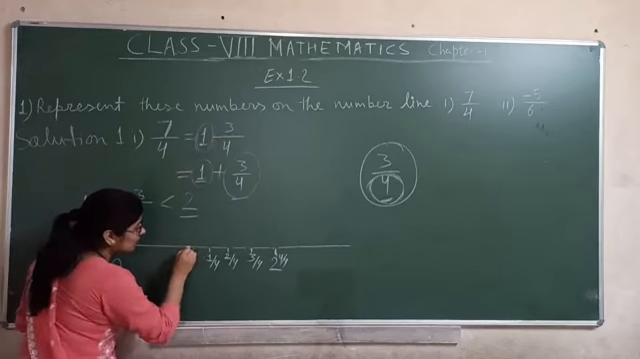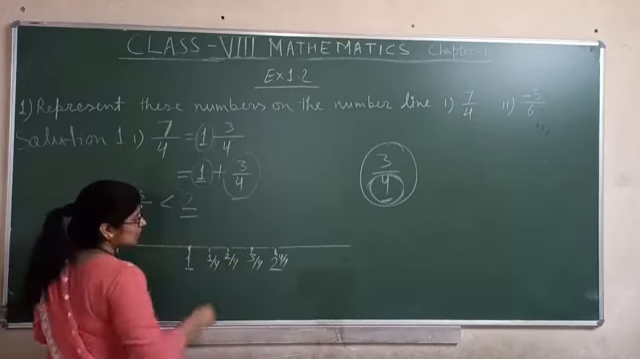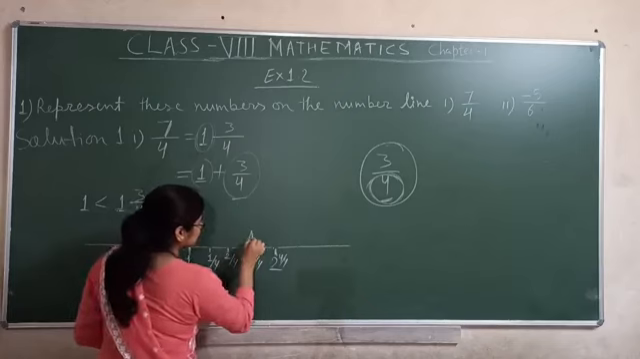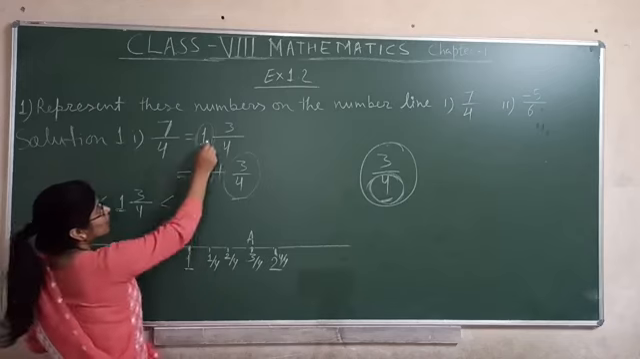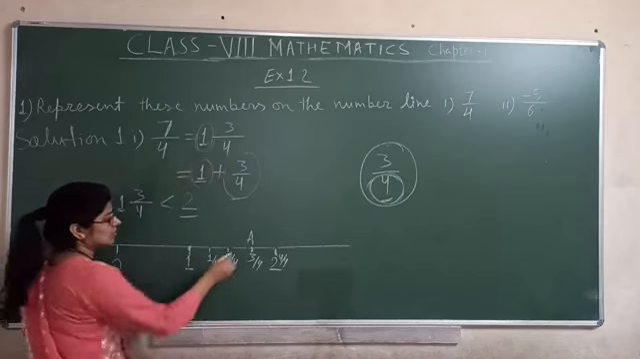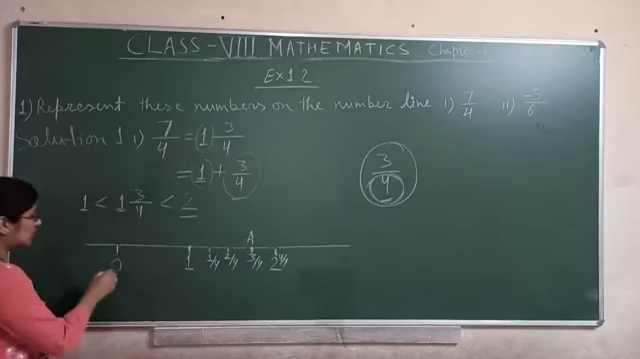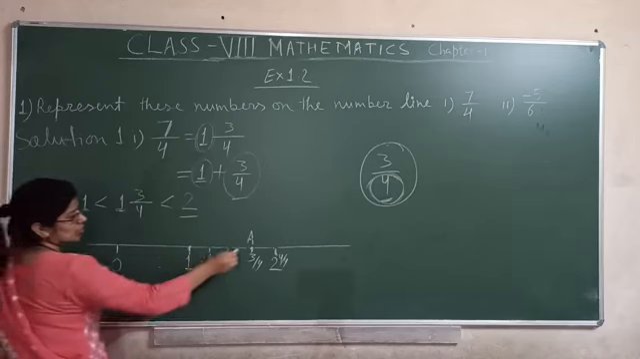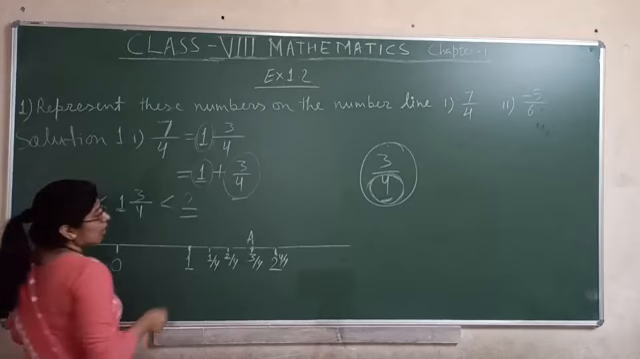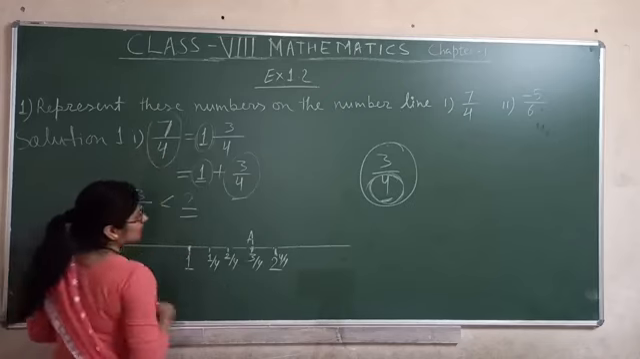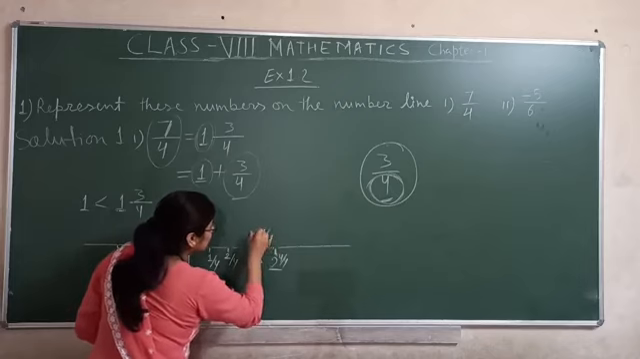So 1 whole is here. Now where is 3/4? This is 3/4. So we will write point A. Point A represents 1 whole 3/4. This from here to here will be 1 whole 3/4. If this is point O, then OA, and point A represents 1 whole 3/4 and the actual number is 7/4. So point A represents 7/4.